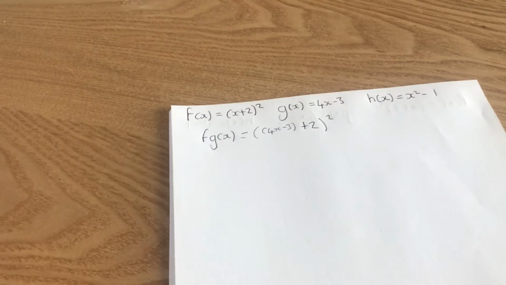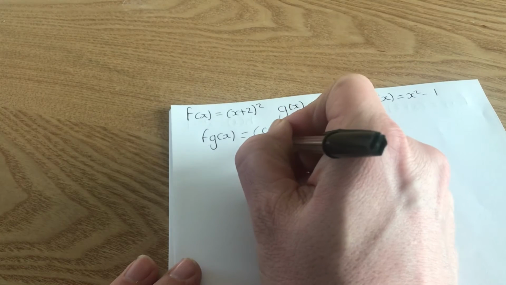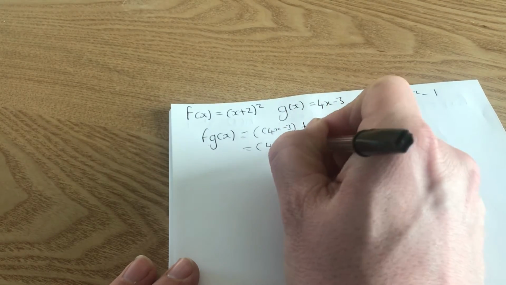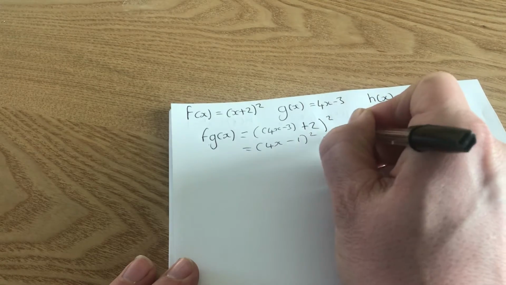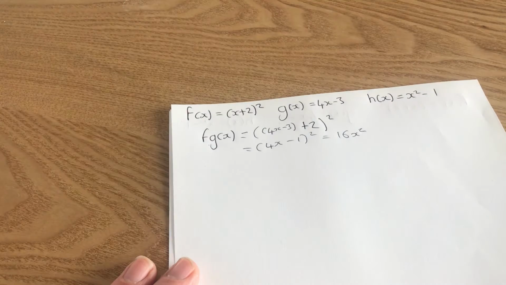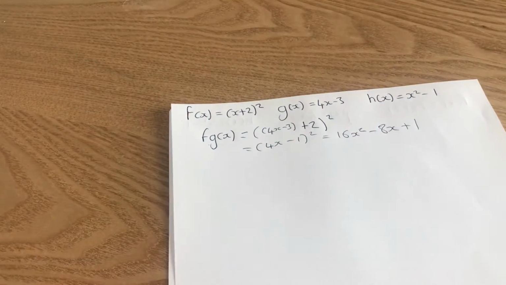Now you might be asked to expand that or simplify it. In this case we could just say, okay, 4x minus 3 plus 2 minus 1 all squared, 16x squared minus 8x plus 1.